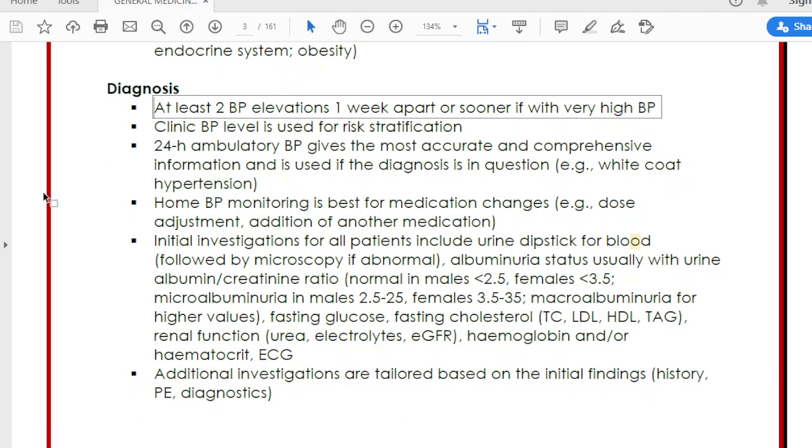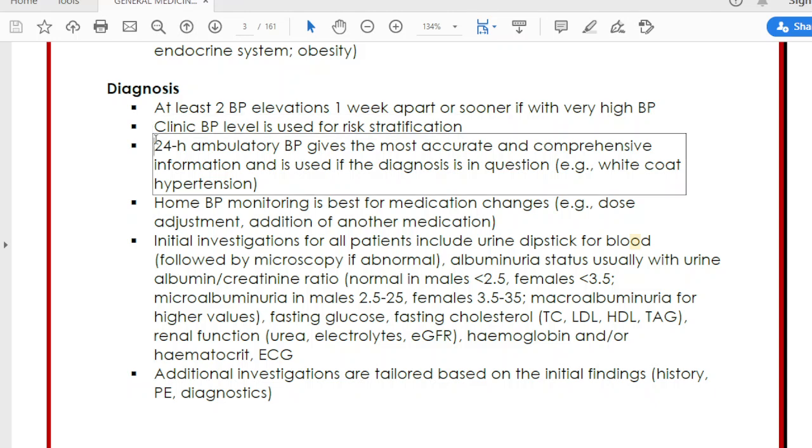Diagnosis: at least 2 BP elevations 1 week apart, or sooner if with very high BP. Clinic BP level is used for risk stratification. 24H ambulatory BP gives the most accurate and comprehensive information and is used if the diagnosis is in question, for example white coat hypertension. Home BP monitoring is best for medication changes, for example dose adjustment or addition of another medication.